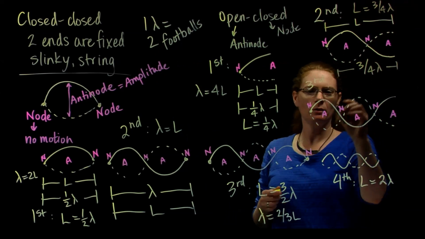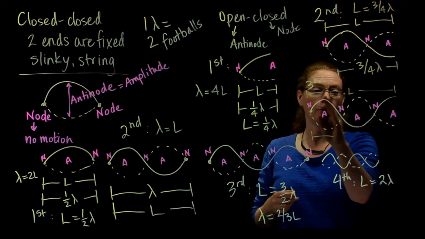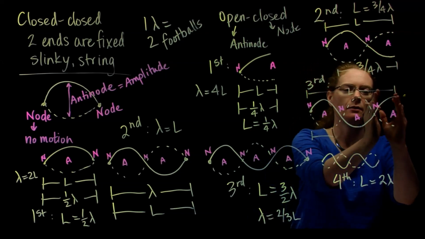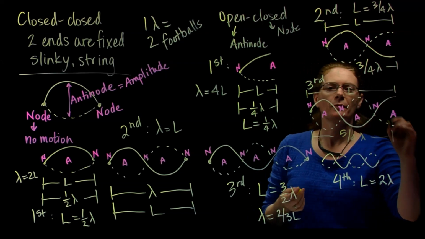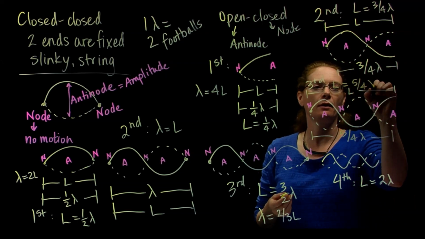And here, again, we have our standard length. And now we have a full wave. There's my full wave, so I have a full wave plus 1/4 of a wave. 1 1/4, or 5/4 wavelength. So for the third harmonic, the length is equal to 5/4 of a wavelength.